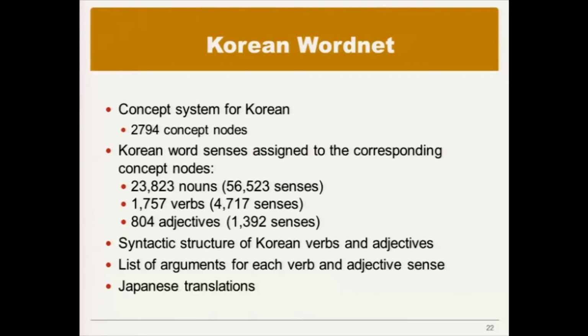We also provide the syntactic structure, for example, the case frame of Korean verbs and adjectives. And we translated all of the verbs into Japanese for all of the examples and occurrences in the corpus, because we thought that Korean verbs are translated into Japanese in different manners. We thought that we had to divide the senses into a larger number of concepts, because if a Korean word is translated into Japanese differently, it should be a symptom to divide it into more senses.